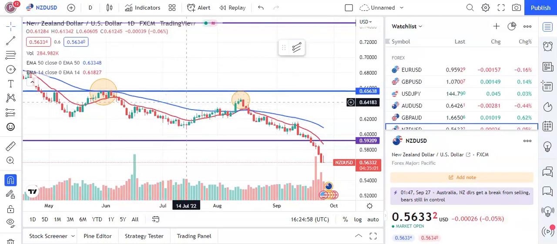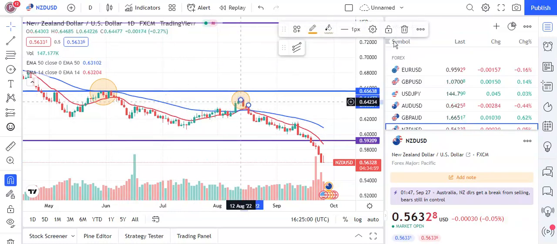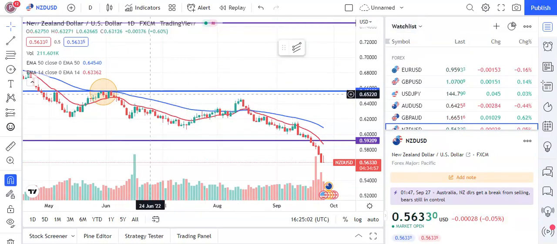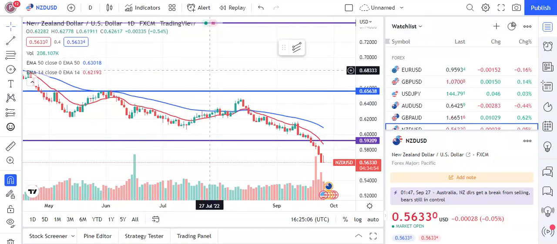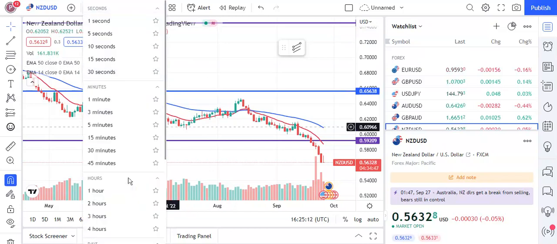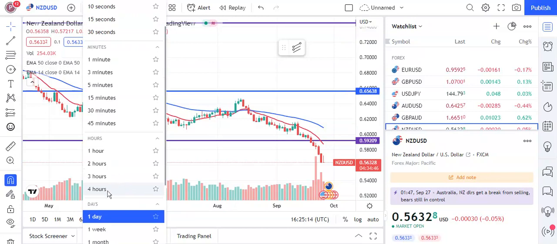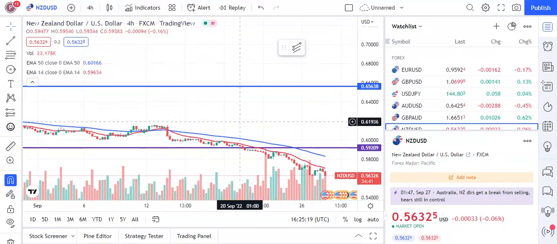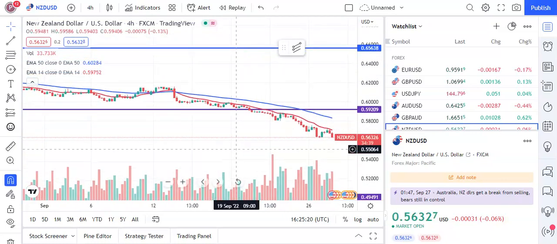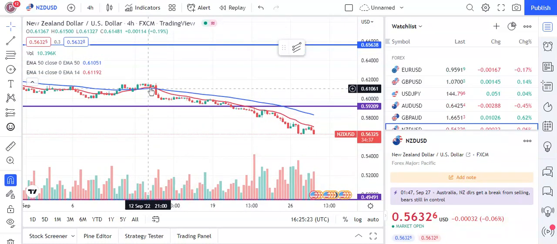So from the daily time frame, we can see clearly that the price is heading down on the daily time frame. The monthly time frame and the weekly time frame are equally saying the same thing. So let me move to the 4 hours time frame. Here is the 4 hours time frame. You can see clearly, gentlemen, that the price is actually heading down.